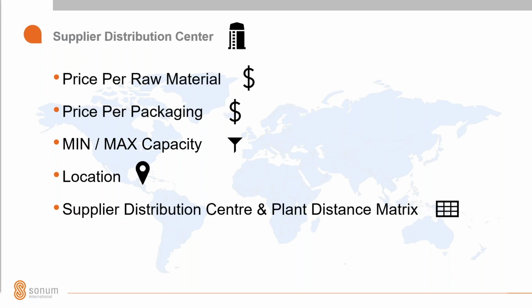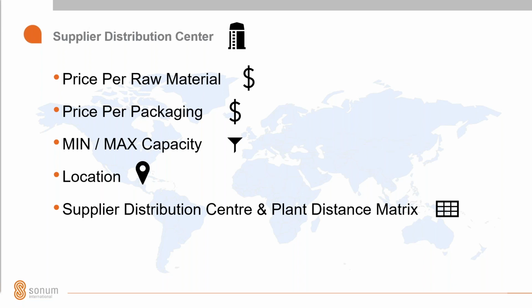And then finally, we have our supplier distribution centers, right? So we have our suppliers, and one supplier could have multiple distribution centers that we could source our product from. They have two different products: raw materials and packaging that both have to be taken into account. They can specify the minimum or maximum capacity that they can source, right?